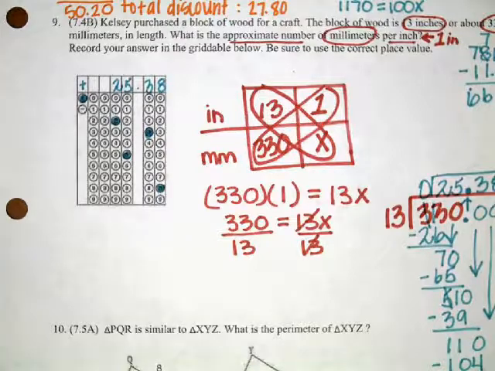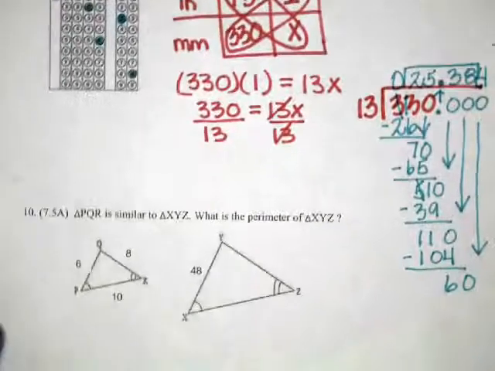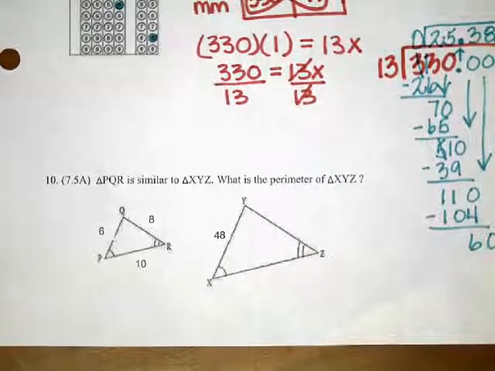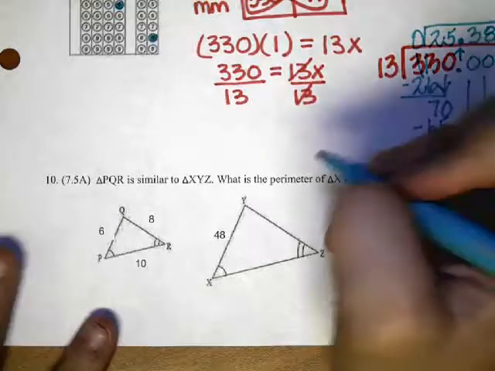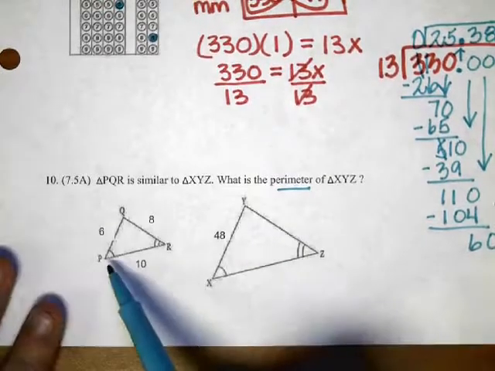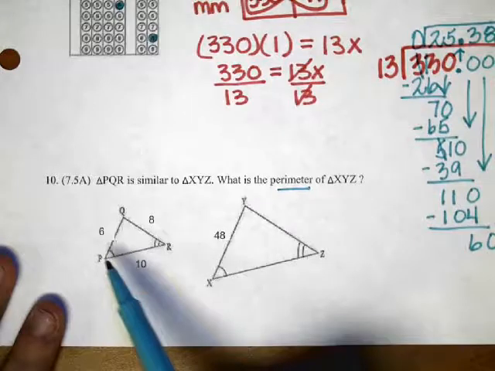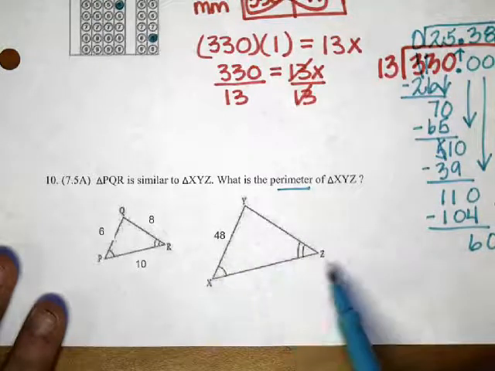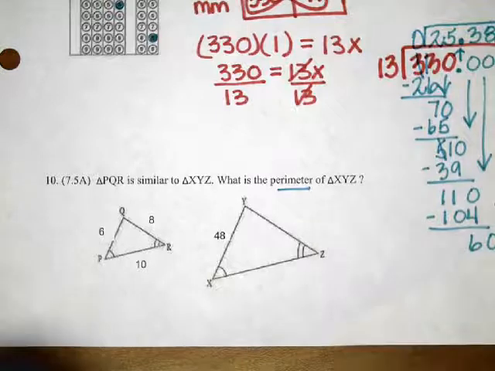Question 10. Triangle PQR is similar to triangle XYZ. What is the perimeter of XYZ? First step is labeling my corresponding sides. If you look, I have angles, angle P and angle X. They are similar to each other. Those are congruent. Angle R and angle Z, those are congruent. So you'll be able to easily determine which sides are corresponding.